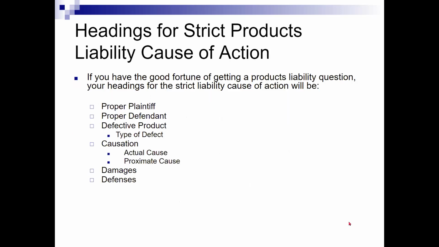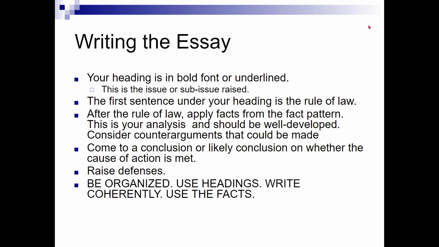Headings for strict product liability cause of action. Your headings for strict liability cause of action will be proper plaintiff, proper defendant, defective product, type of defect, causation, actual cause and proximate cause, damages, and defenses. This ends the strict liability, product liability audio outline.